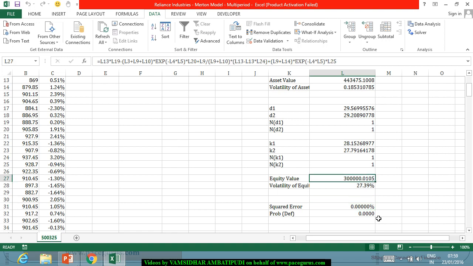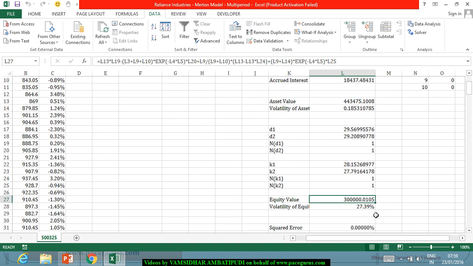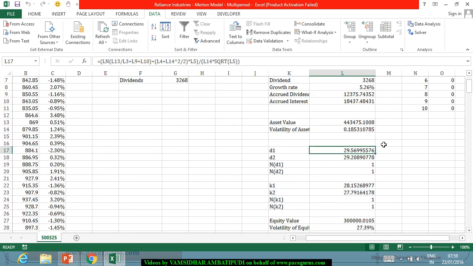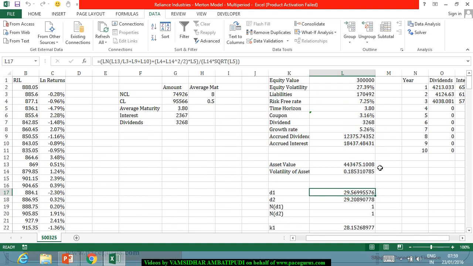The equity value has come to this. Asset value is this much. Still the ND1, so there is some problem with the D1 calculation. Let me just check.